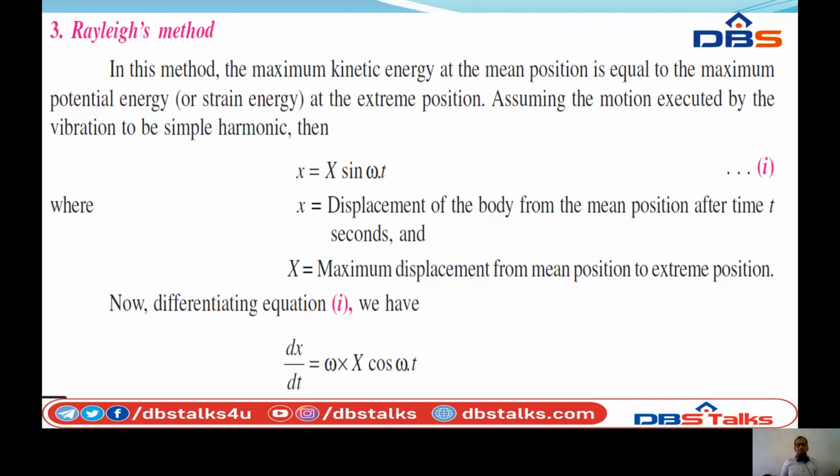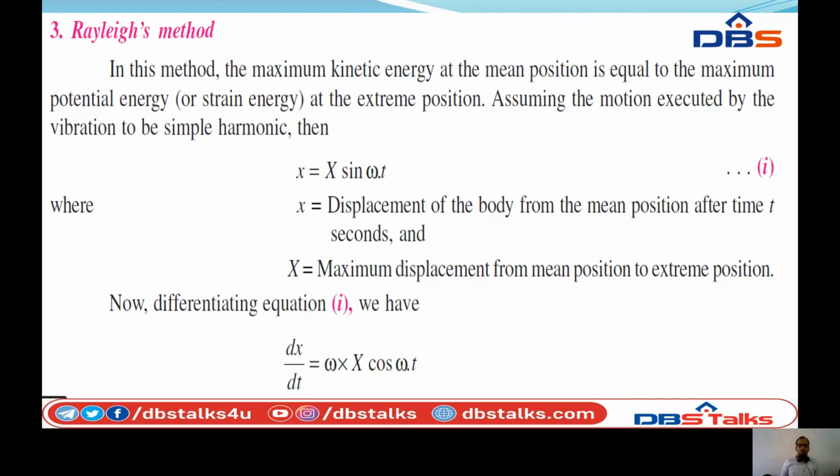So now we are dealing with Rayleigh's method. In this method, the maximum kinetic energy at the mean position is equal to the maximum potential energy at the extreme position. So we proceed by assuming that KE is equal to PE. The vibration called simple harmonic motion will be applied.